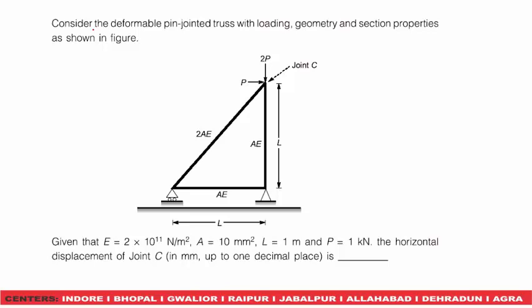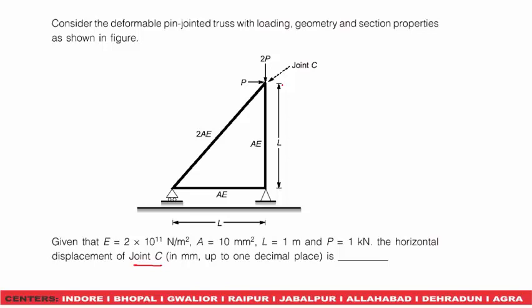The next question is, consider the deformable pin jointed truss with loading geometry and section properties as shown in figure. Given E, A, L and P equal to 1 kN. The horizontal displacement of joint C in mm is. Now we have to determine the horizontal displacement of joint C.